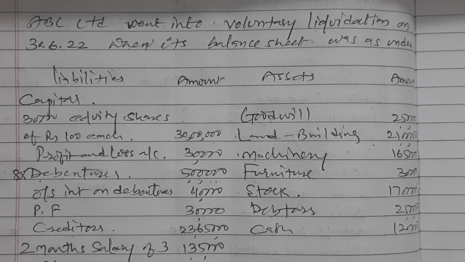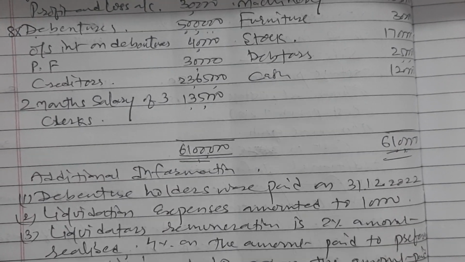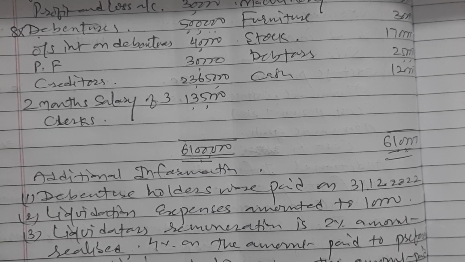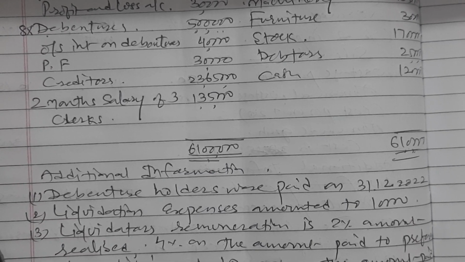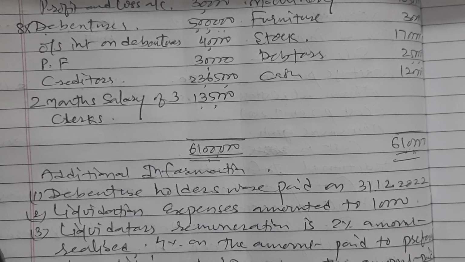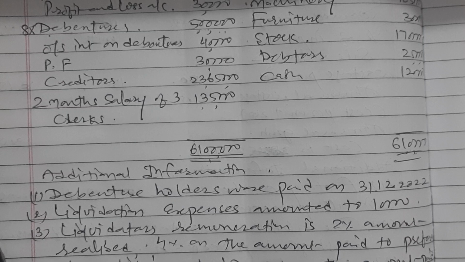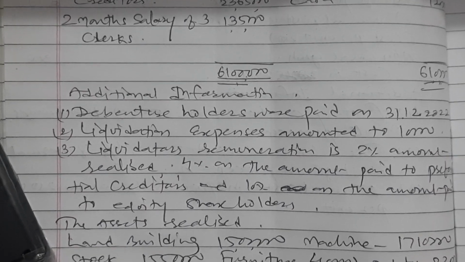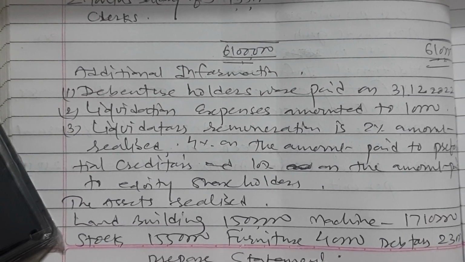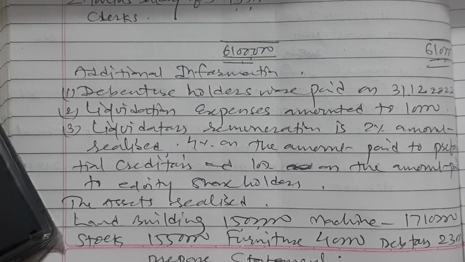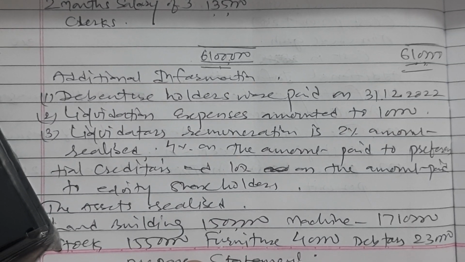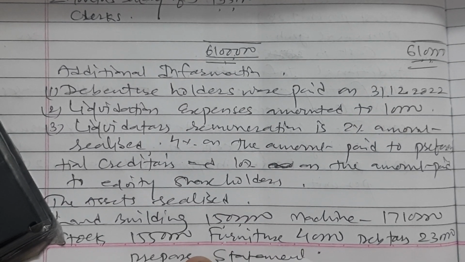Then, as additional information, it has been said that debenture holders were paid on 31st December. Liquidation expenses amounted to 10,000. Liquidator remuneration is 2% on amount realized, 4% on amount paid to preferential creditors, and 10% on the amount paid to equity shareholders. The assets realized as under: land building 15 lakh, machine 17 lakh 10,000, stock 15 lakh 50,000, furniture 40,000, and debtors 2 lakh 30,000. Now we have to prepare the liquidator's statement.